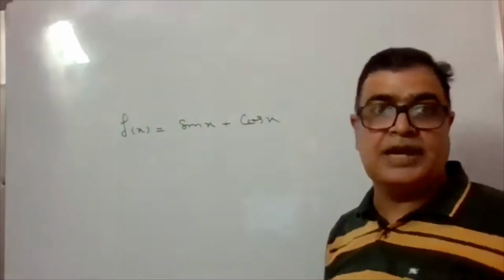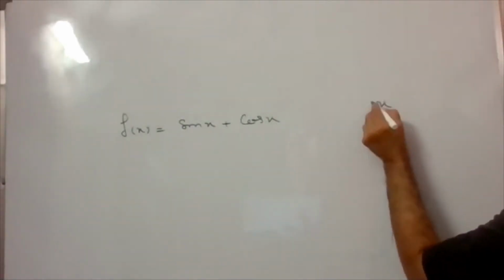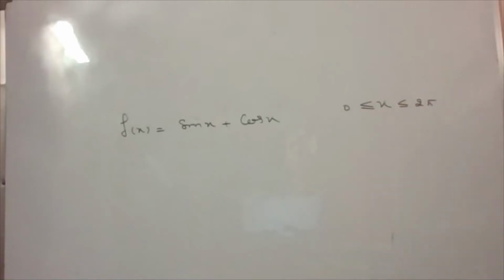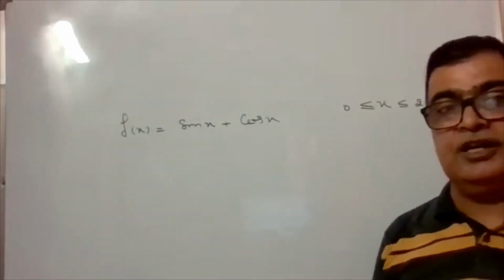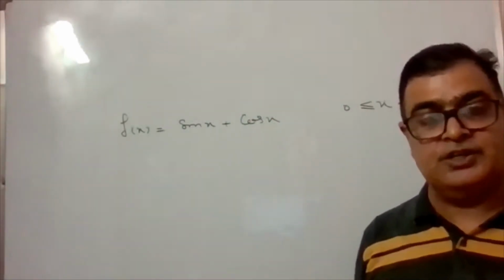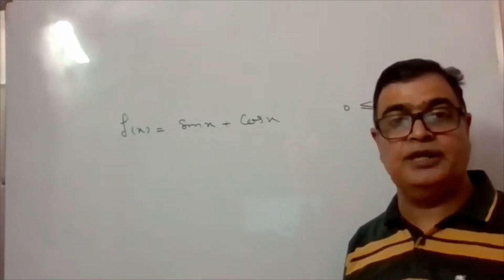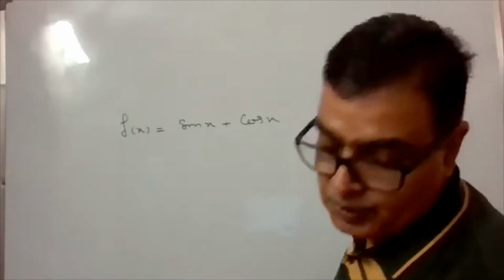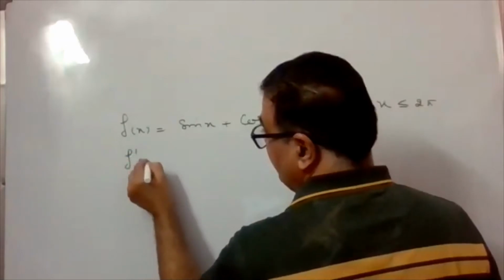f(x) is equal to sin x plus cos x, and the interval is given between 0 to 2 pi. We have to discuss between 0 to 2 pi where the function is increasing and where the function is decreasing. Again, I told you, you differentiate and try to bring this into a single angle, either a sine or a cos, then it will be easier to solve.